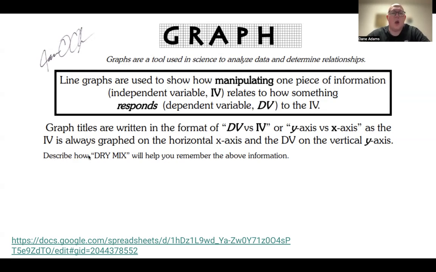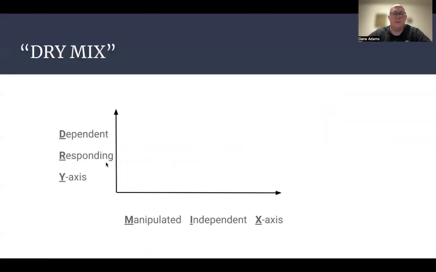Right down here, it says describe how DRY MIX will help you remember this information. And it's kind of a lot of information. Which variable is which? How am I supposed to know? Well, I found a really nice acronym to kind of help you out. So in this kind of blank space down here beneath where it says DRY MIX, I'd like you to draw this. First, draw a little graph with just an upward axis, a vertical axis like this, and a horizontal axis like this. We want to label these 2 axes according to that acronym, DRY MIX.